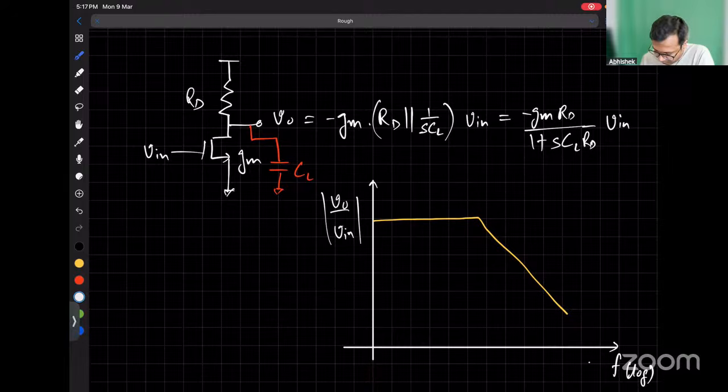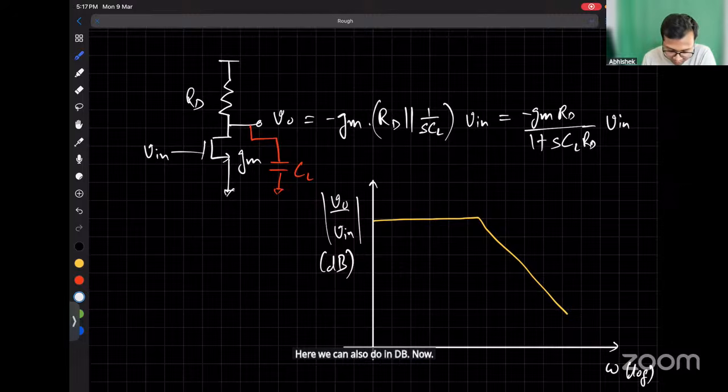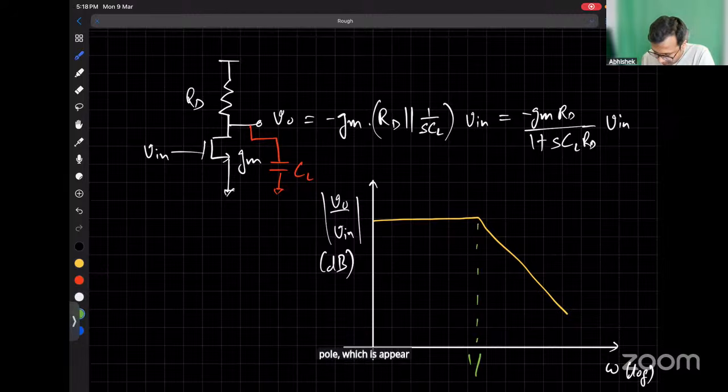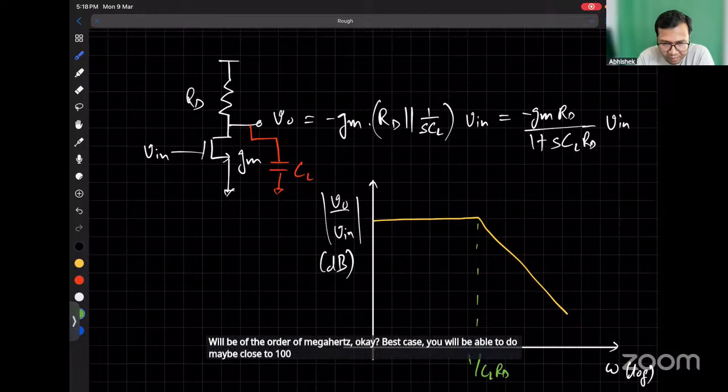So just F, we can do omega. Here we can also do in dV. Now this is a low pass behavior, and you'll find that this pole which is appearing at 1 by CL RD will be of the order of megahertz. Okay. Best case, you will be able to do maybe close to 100 megahertz.